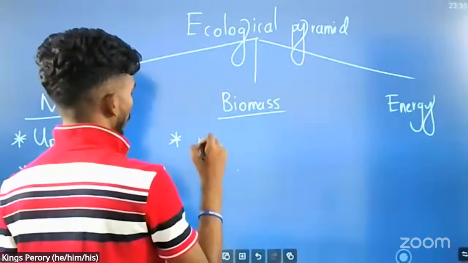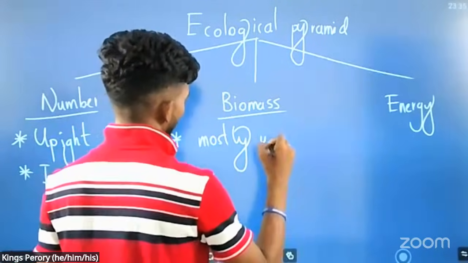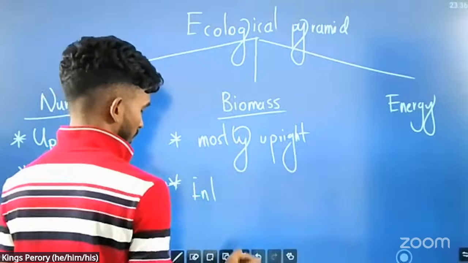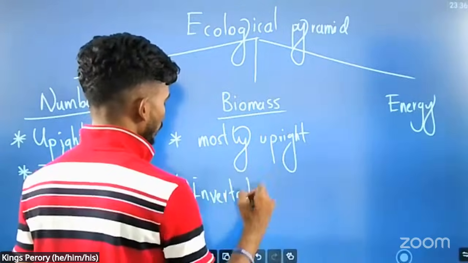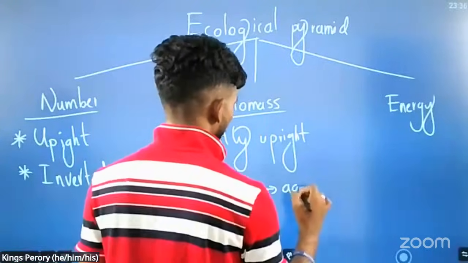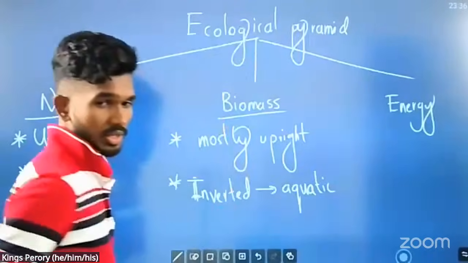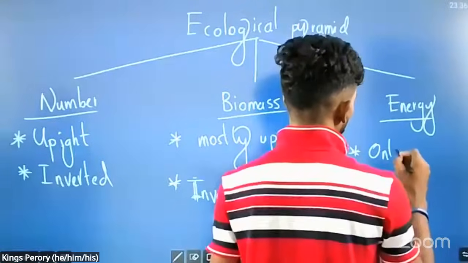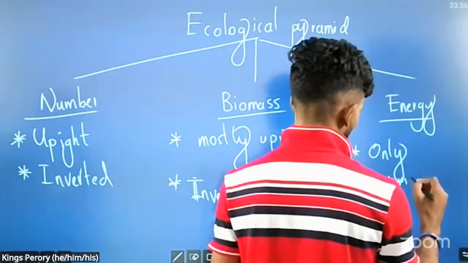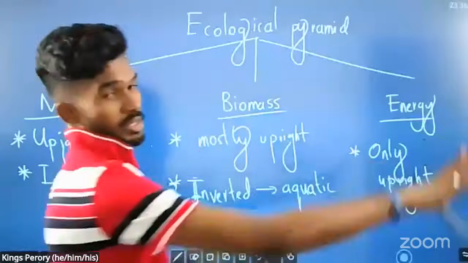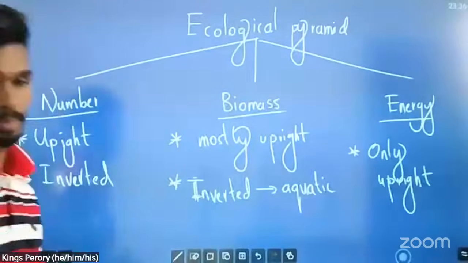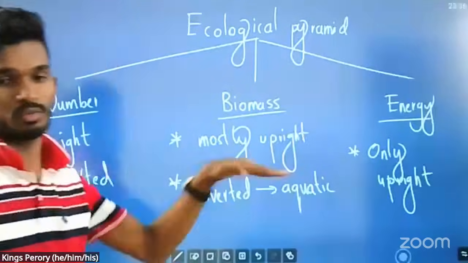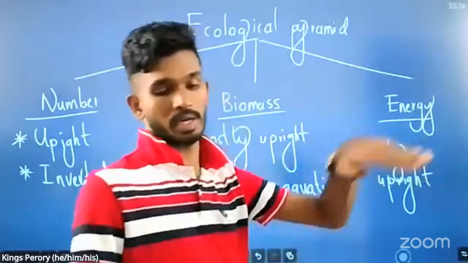Biomass pyramid, mostly what you get is upright. Inverted is possible. In what kind of environment do you get an inverted biomass pyramid? In an aquatic environment. Energy pyramid, only upright is possible. Inverted is impossible. So remember, number pyramid, upright and inverted both possible. Biomass pyramid, mostly upright, aquatic environment inverted possible. Energy pyramid, only upright is possible.